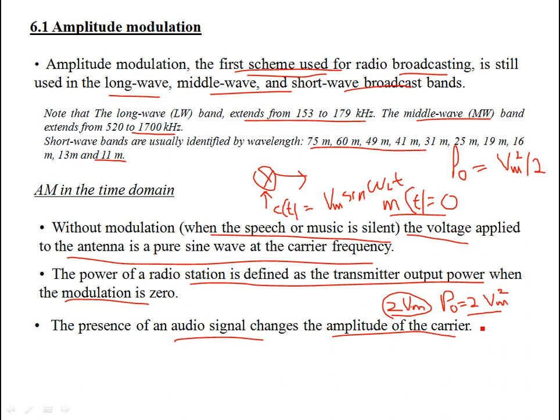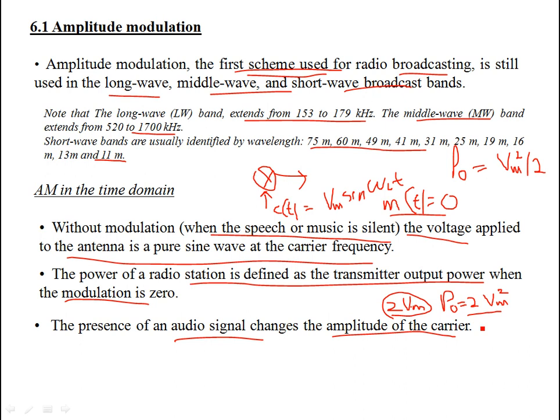For example, if the antenna system is configured for 50,000 watts of broadcasting information, then with modulation it should be able to handle 4 into 50,000, that is 200,000 watts of power transmission.